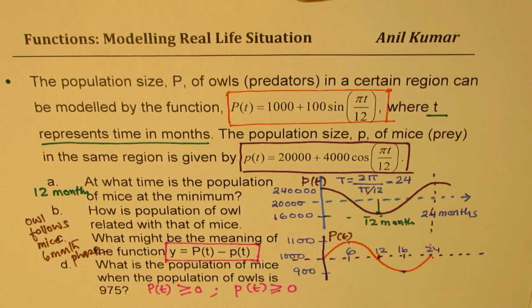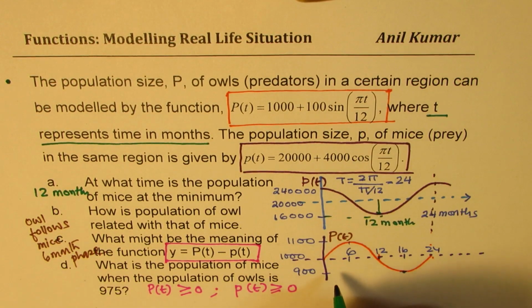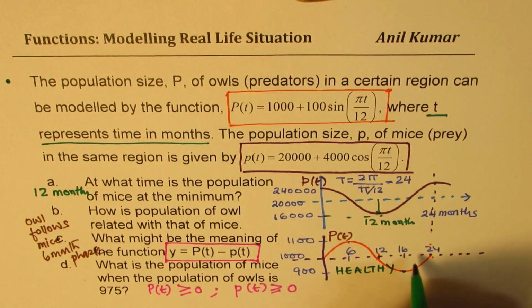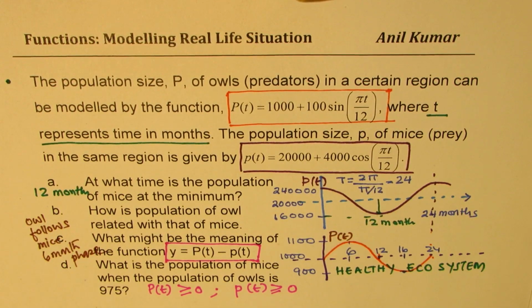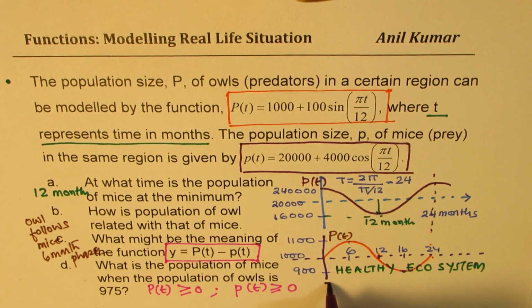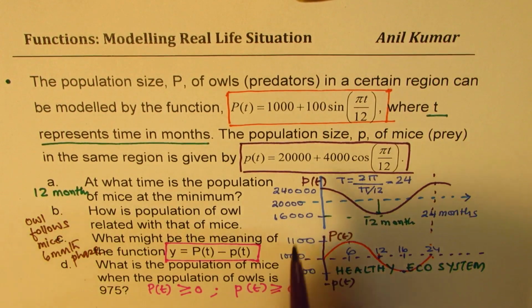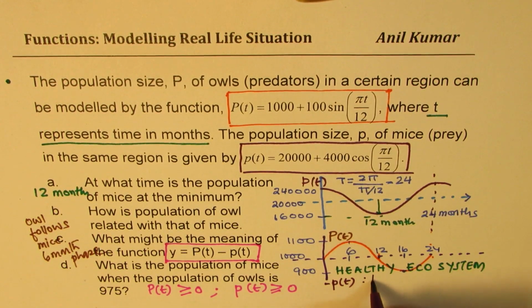So what do you see here? You see a very healthy ecosystem, I should say. The populations of both mice and owl recover and the cycle is maintained. Perfect. So minus p of t means what for us? Correct? Let's look into this. Minus p of t. If we minus p of t, that means we are removing the mice. That means remove mice.